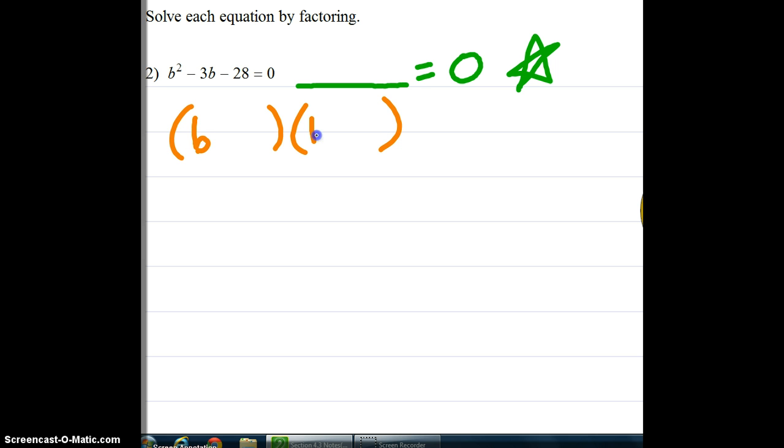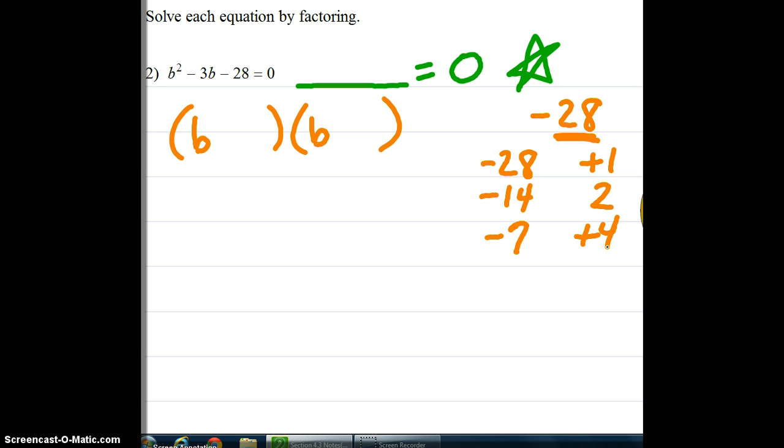So if I look at the factors this time of negative 28 that add up to negative 3. Remember, when you have a negative, one of the factors will be negative, one will be positive. If your middle term is negative, you'll want to choose the bigger number to be your negative value. If we do a negative 7 and a positive 4, that's how we'll get a negative 3. So again, your steps for solving are to factor and set each factor equal to 0.